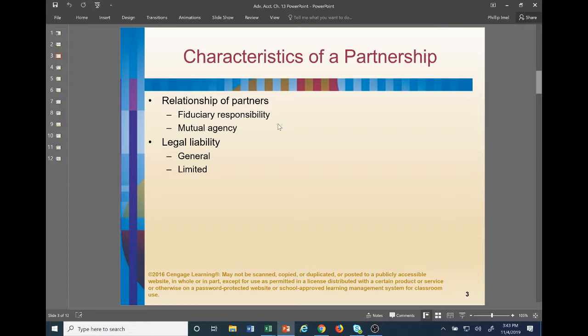In contrast, a limited partnership consists of one or more general partners and one or more limited partners who contribute capital but do not participate in the management of the company. The general partners have unlimited liability, as is the case in a general partnership. However, the limited partners' liability for partnership obligations is restricted to a stated amount, usually equal to their capital interest in the partnership.